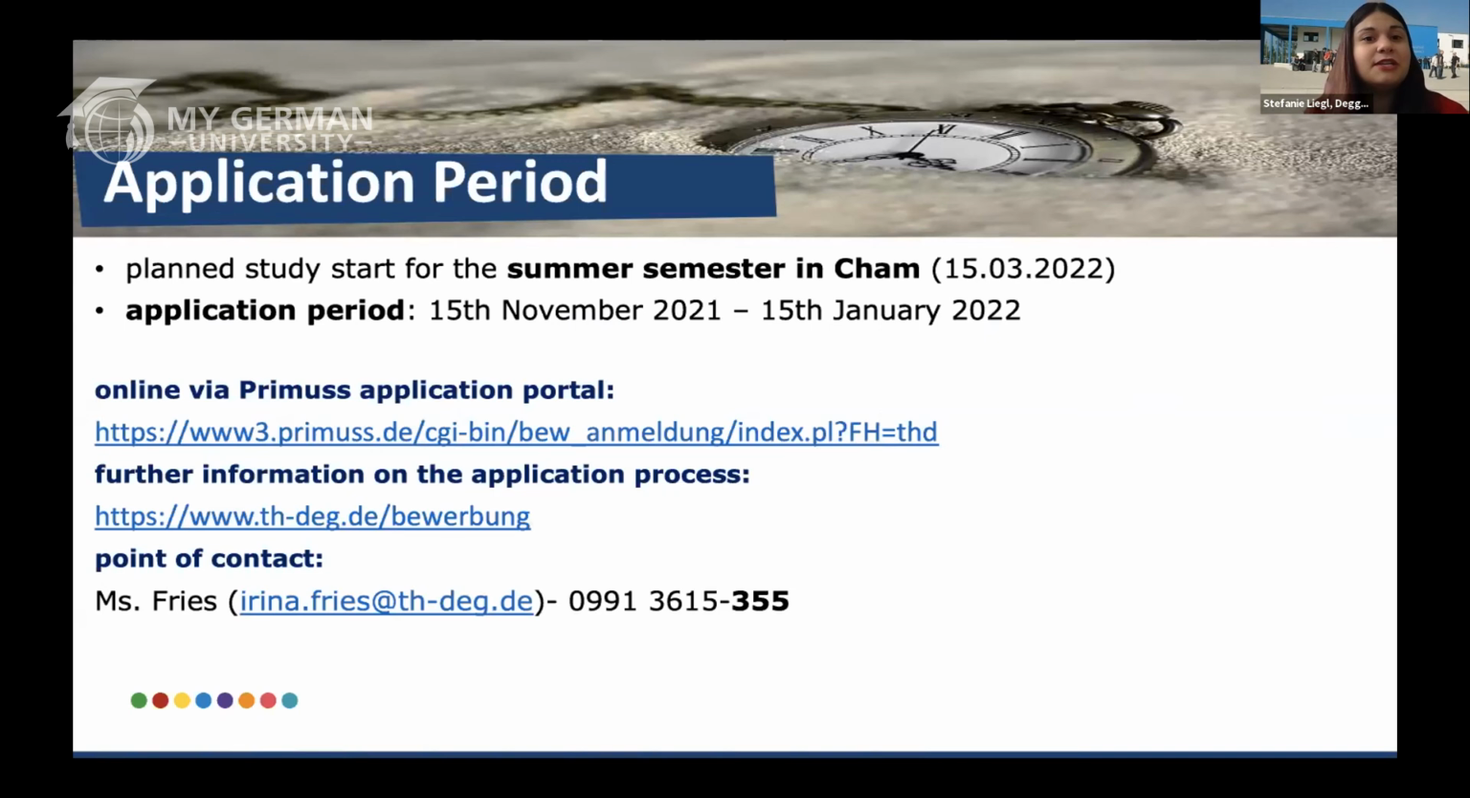For the application period, we will start next semester on the 15th of March. And the application period is from 15th November to 15th of January next year. And you will be then invited to the aptitude assessment. And then you will have the result of your application by mid-February.